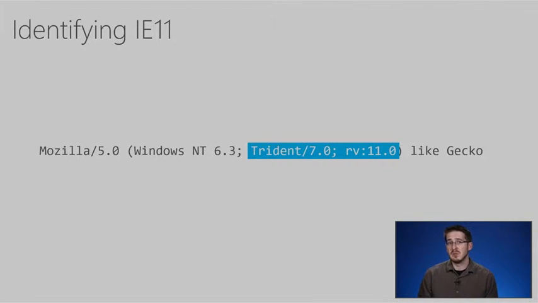But client side, if you're trying to alter behavior, ideally you would go off and use something like feature detection. But if you need to look at the user agent string for one reason or another, the combination of the Trident token and the value from the RV token can actually allow you to uniquely identify both the version of IE and the mode that it's running in.